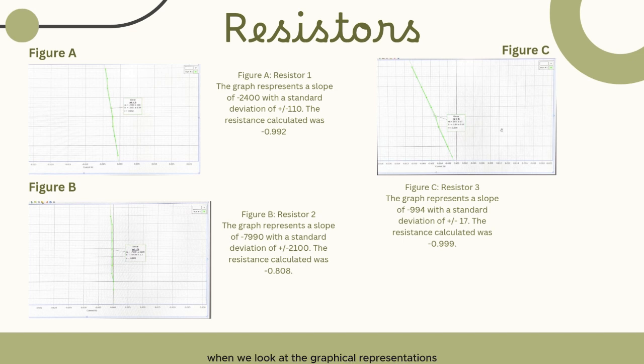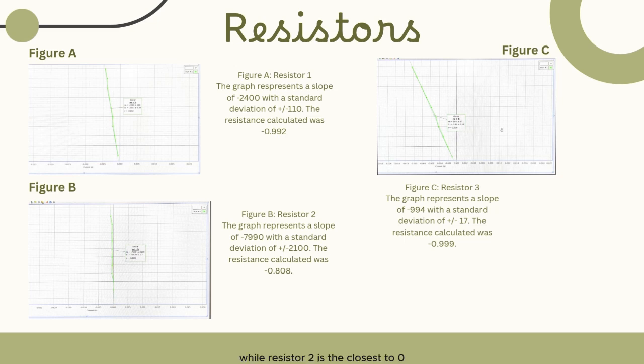When we look at the graphical representations, the current lies on the x-axis while the voltage lies on the y-axis. As we observe each graph, the slope that is depicted represents our value of R for resistance. When we look at the graphs, we can see that the slope for resistor 3 is much steeper when compared to resistor 2 and 1.